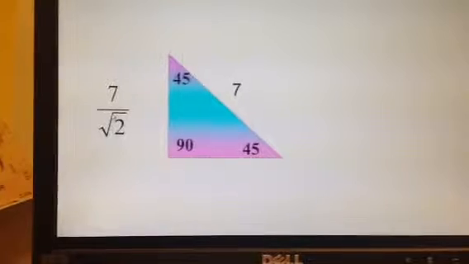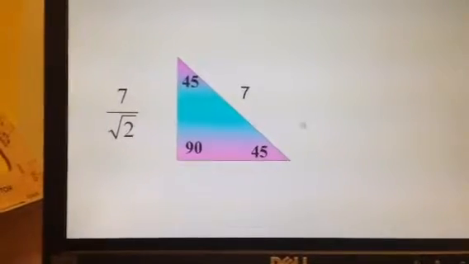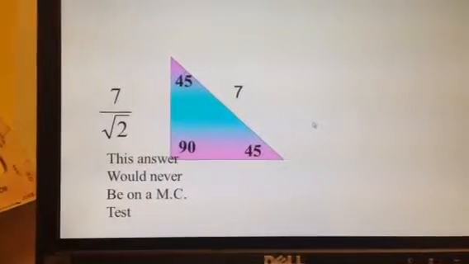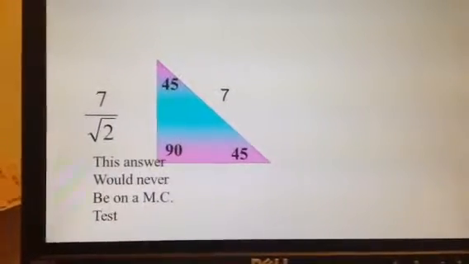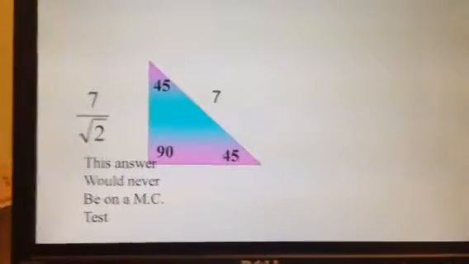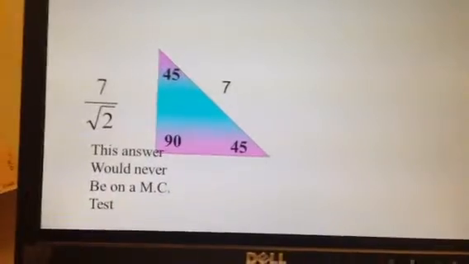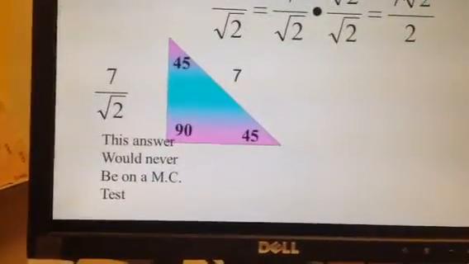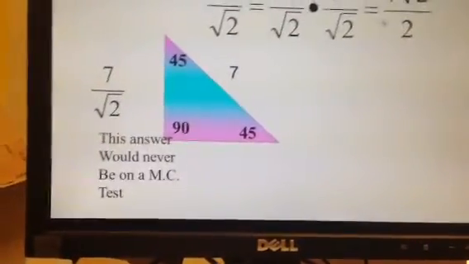We don't like having radicals underneath the division bar. So we're going to get rid of it. It would never be on a multiple choice test because you'd never find it. You'd be like, why is 7 over square root of 2 not there? So to change this looks like a lot, but it's not really.